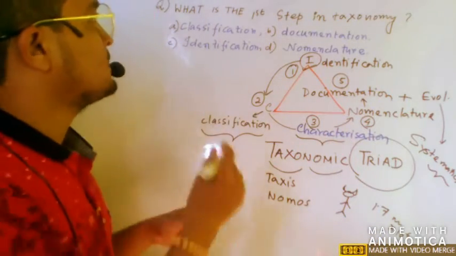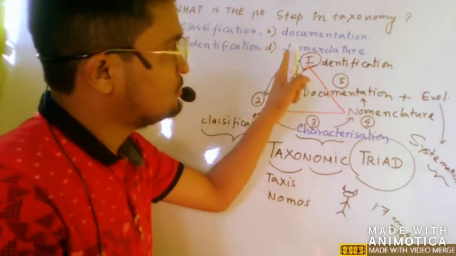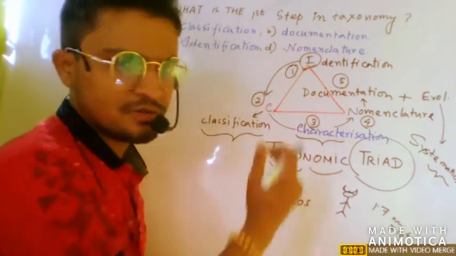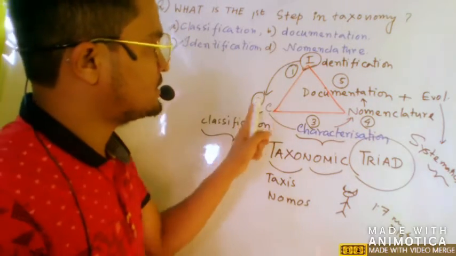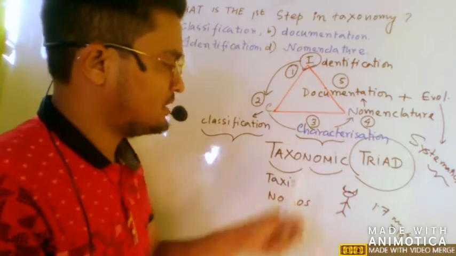Now come to the question: what is the first step in taxonomy? You already have your answer. Now you can have another question: what is the correct sequence of steps? So first is identification, then classification, characterization, nomenclature and documentation.